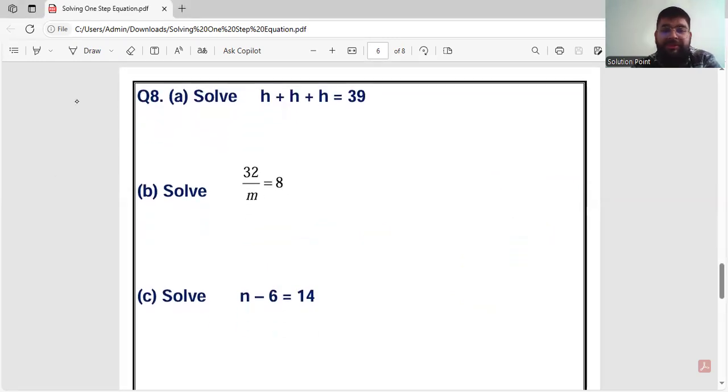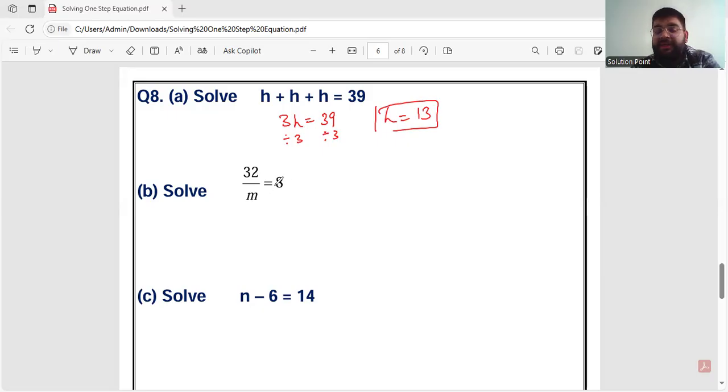Now the next question, h plus h is 39. So this is 3h equals 39. Now we need to get rid of this 3 from here since this is in multiplication. So I need to divide 3 on both sides. So this will become 39 by 3, which is 13.